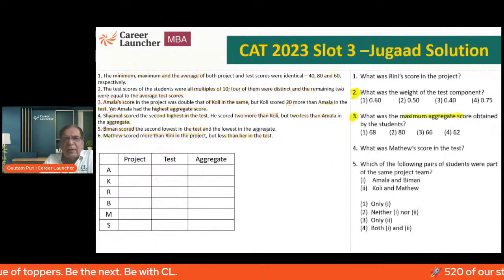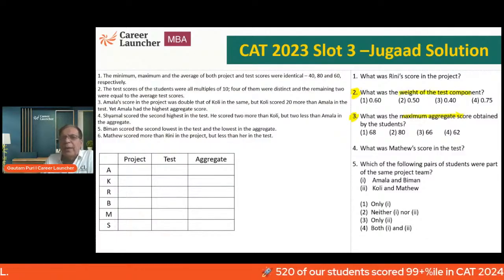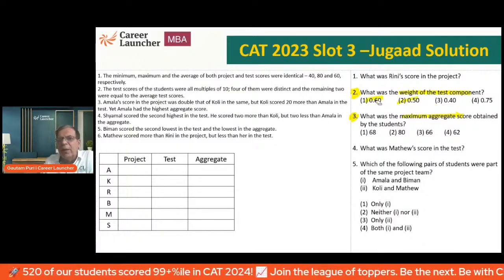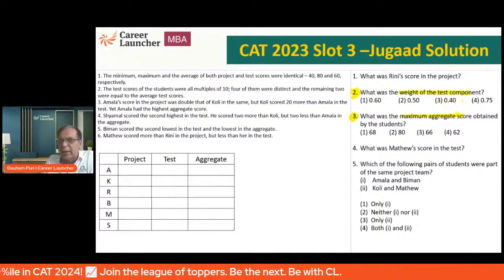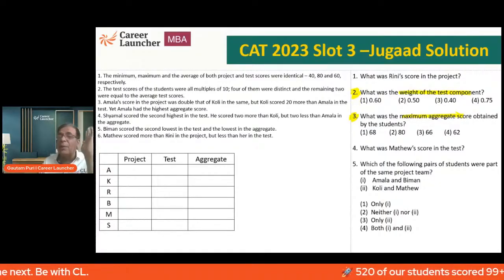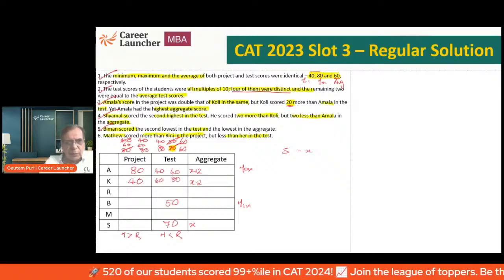Question 2 is asking the weight of the test components. If I say 60%, that means weight of the other will be 40%. If one is 50, the other will also be 50. Or it could be 40 for test and 60 for the other one. Or it could be 75 for test and 25 for project. To me, these two are very important questions, I will work with them. So let me just copy the data from the previous slide and put it here.